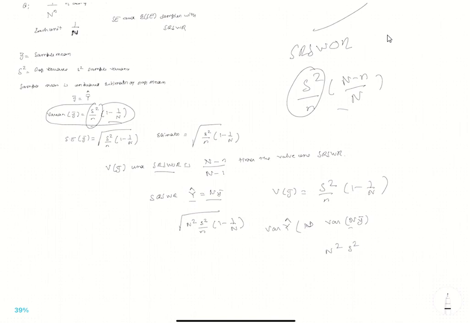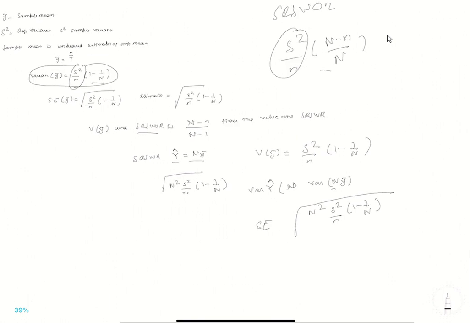So small s square upon n times (1 minus n upon N), and if we want the standard error, this is going to be the square root of this thing. So that is the estimator of the standard error of Y hat, or total values.